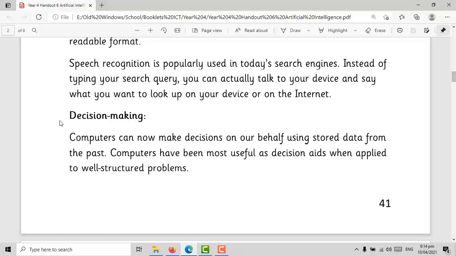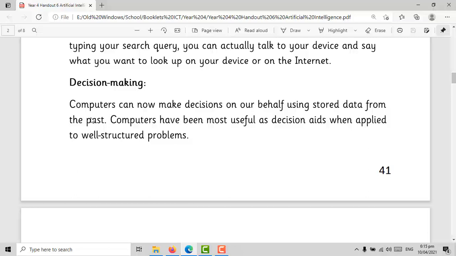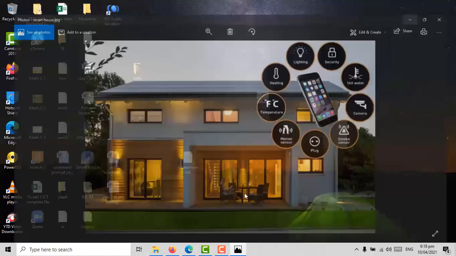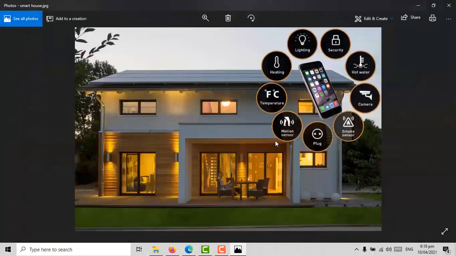In today's lesson, we're going to learn more about decision making. How can you make a computer or a program make decisions for you? Okay, so let's get started. To explain decision making, let me tell you a story. Imagine that you live in a smart house where everything is enhanced with artificial intelligence technology.